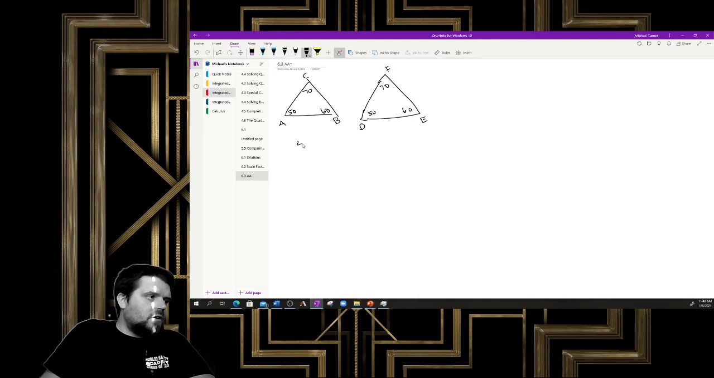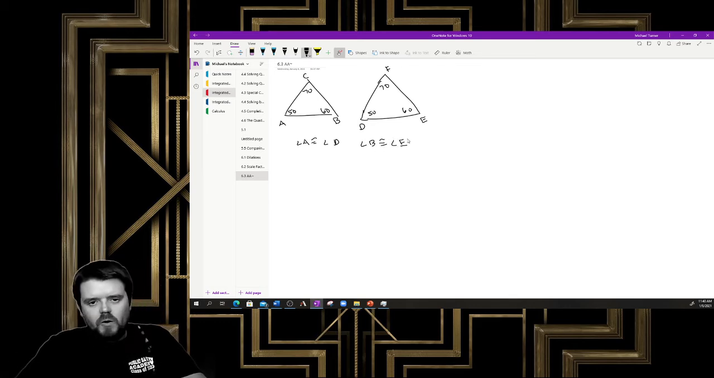If I can show that A is congruent to D and B is congruent to E, there'd be no reason to show C and F are congruent because I know the angles have to add up to 180. And if two are the same, I know that the third has to be the same. So it's a little bit redundant to show that third angle is congruent. Just like what we talked about in Integrated Math 1 with triangle congruency.